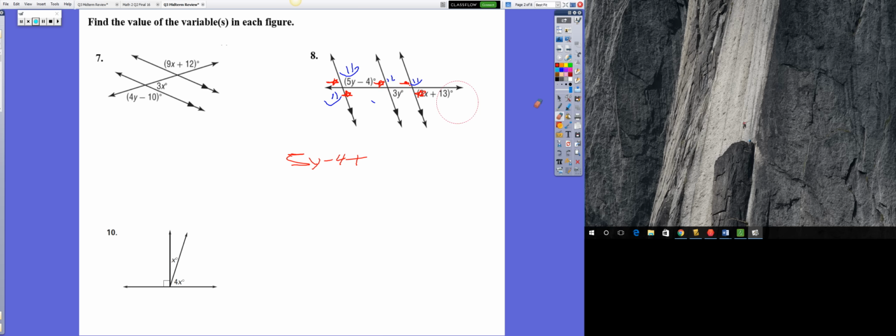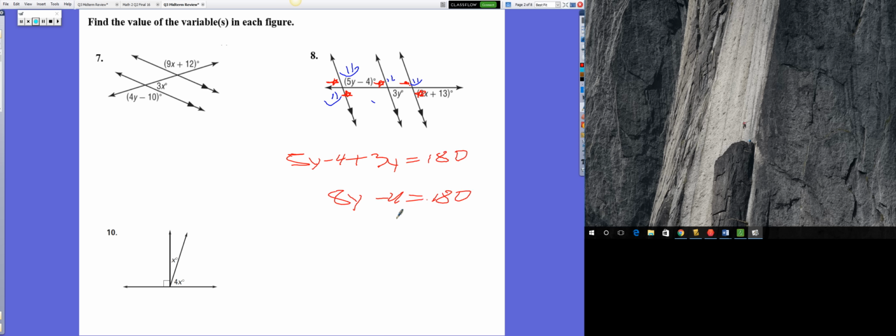I covered it up. 3y. Man, where's my mouse? They will equal a total of 180. So add up my y's. 8y's minus 4 equals 180. So add 4, add 4. 8y equals 184. Then divide by 8, divide by 8. Y is equal to 23. So y is 23.